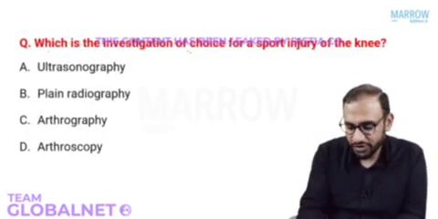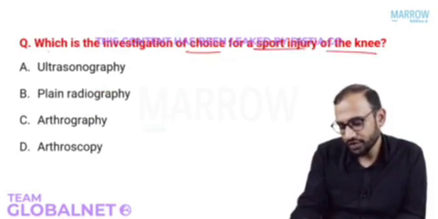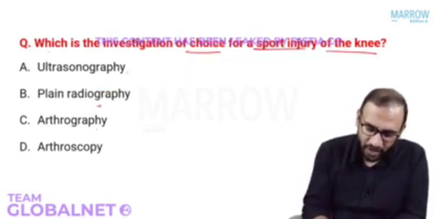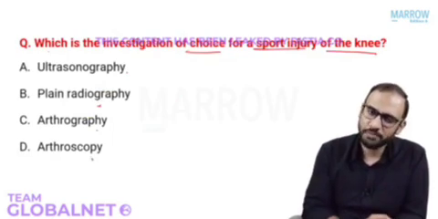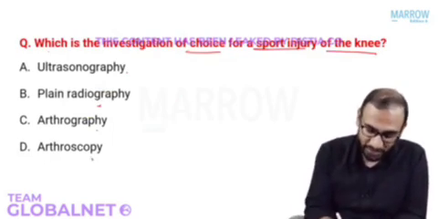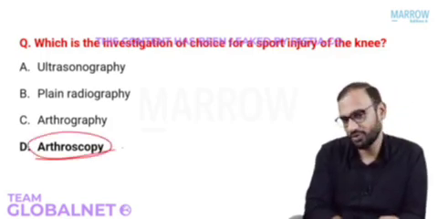Which is the investigation of choice for sports injury of the knee? Options are ultrasonography, plain radiography, arthrography, or arthroscopy. Actually, investigation of choice is MRI. Since it's not in the options, I'll go with arthroscopy.